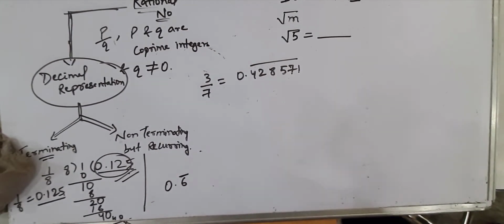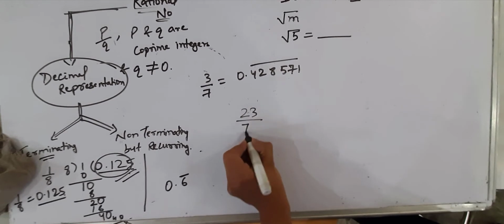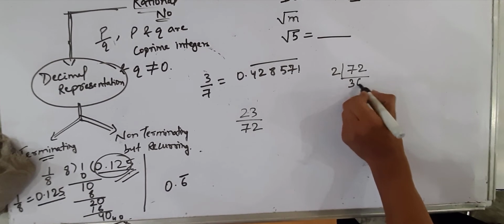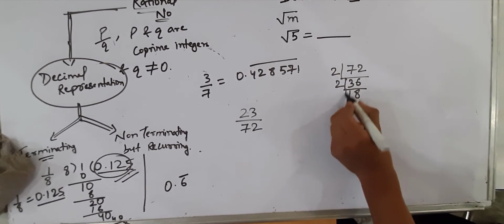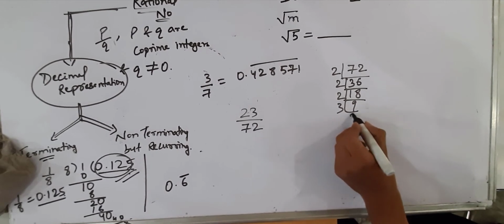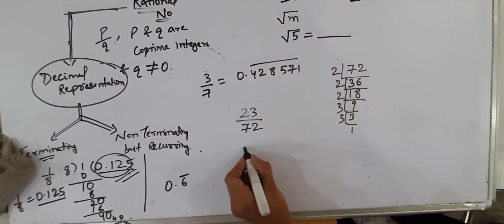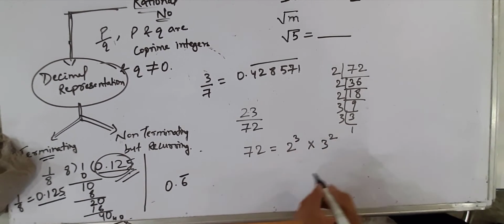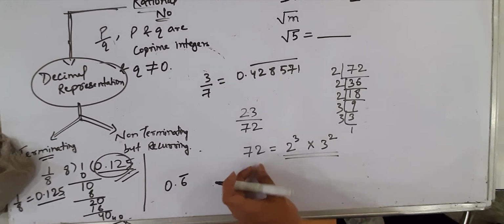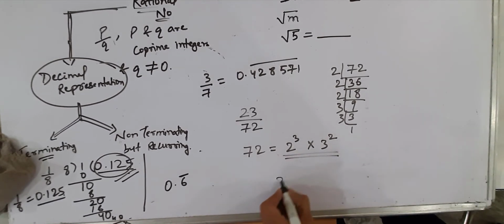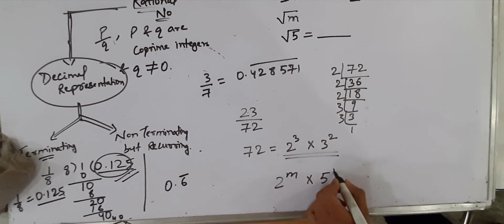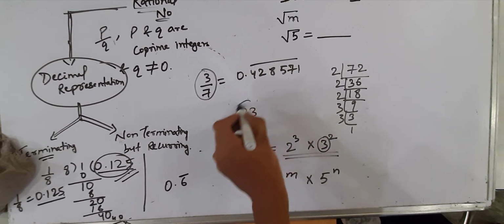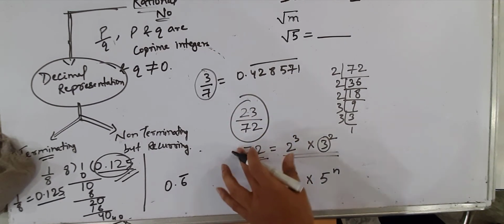Now taking one more example, is 23 upon 72 terminating or not? So again we have to factorize 72. Then 2 nines are 18, 3 threes are 9, 3 ones are 3. So 72 can be written as 2 raised to the power 3 multiplied by 3 raised to the power 2. The definition was that the denominator should be expressible only in the form of 2 to the power m multiplied by 5 to the power n. But here we are getting that 3 is there. So we can say that 23 upon 72 is not terminating.